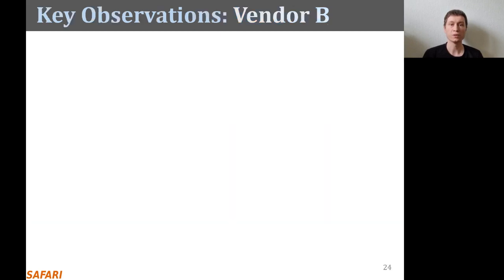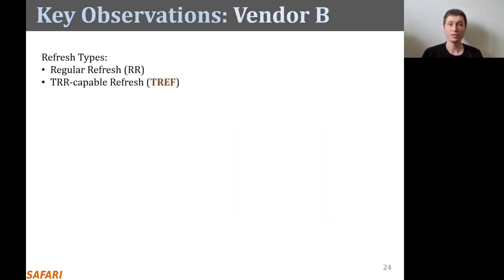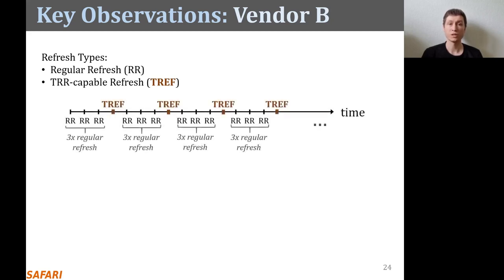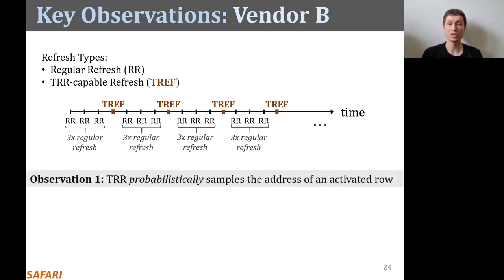Now, let's look at vendor B's TRR operation. Different from vendor A, here we observe a single type of TRR-capable refresh. We observe that TRR-capable refresh commands are more frequent than those in vendor A. A TRR-capable refresh happens on every fourth refresh command. We make two key observations regarding how the TRR mechanism of vendor B operates. First, TRR probabilistically samples the address of an activated row as a potential aggressor row.